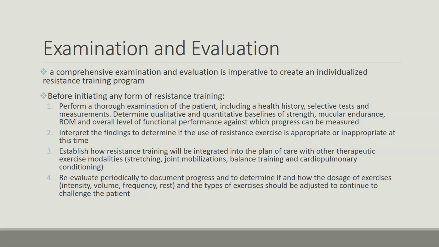Third, establish how resistance training will be integrated into the plan of care with other therapeutic exercise modalities, such as stretching, joint mobilizations, balance training, and cardiopulmonary conditioning. So again, when we're looking at a patient's needs, we have to take into account a whole bunch of stuff, right? In terms of what does the evaluation show? What limitations are in their body? What does the job actually require them to do?